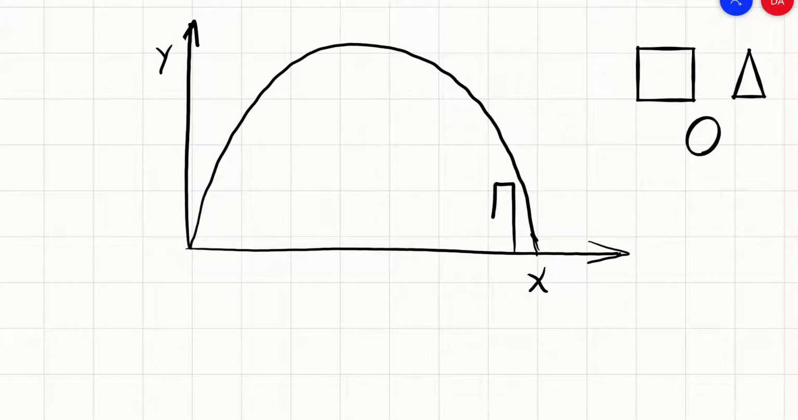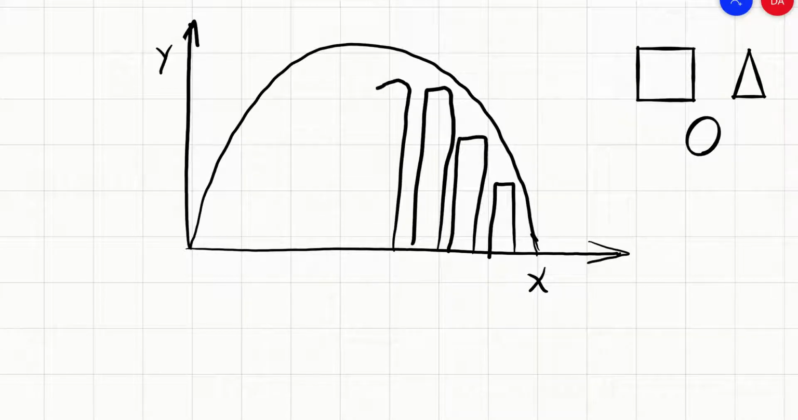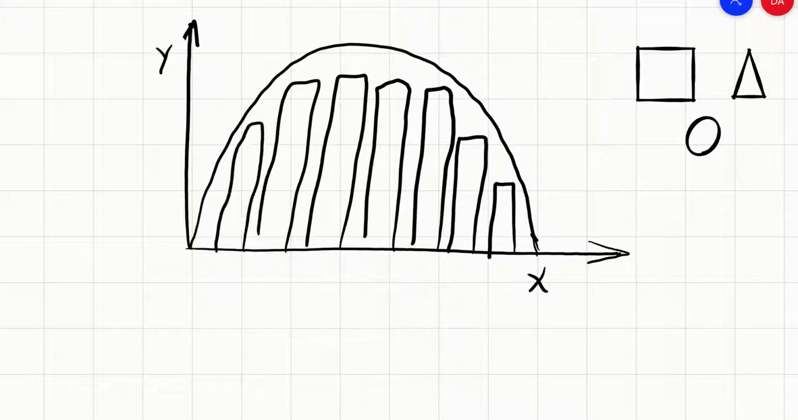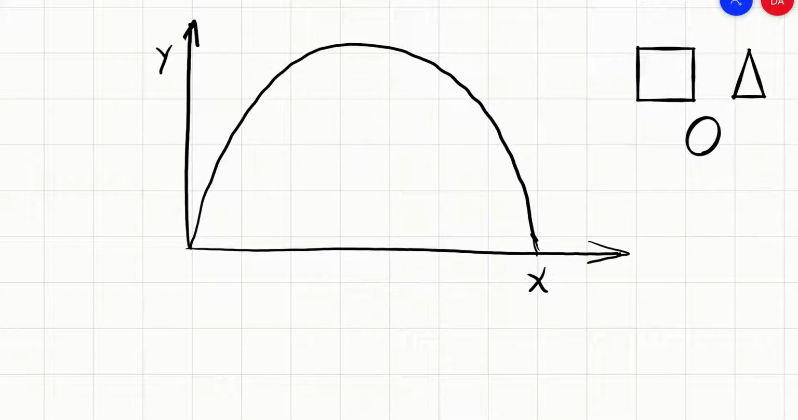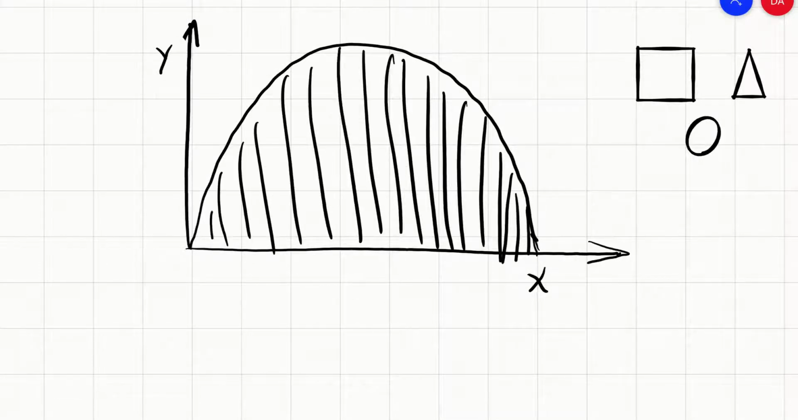Let's try to fill it up with a bunch of rectangles that we do know the area of, and fill this parabola up. Now, it's sort of close, but it's not quite there. It still can do better. So instead, let's make them even thinner. Now this is an even better approximation, but it's still not quite there.